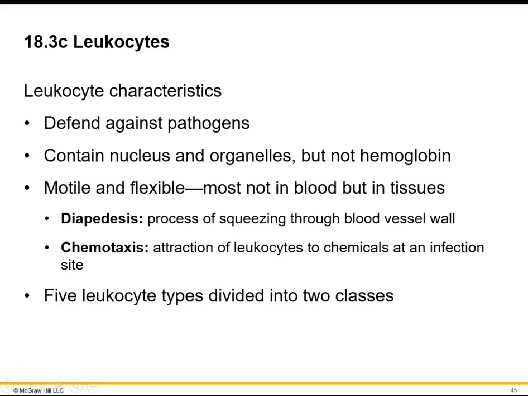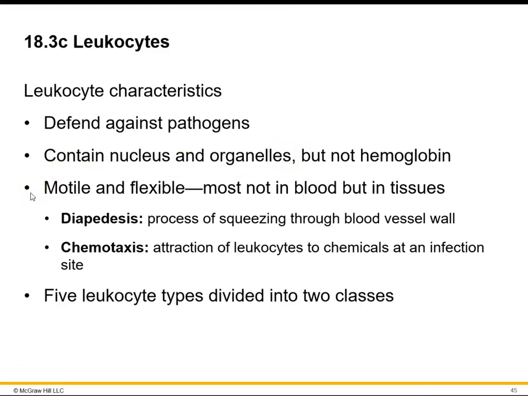Okay, so that was all red blood cells, erythrocytes. Let's move on to the leukocytes and talk about our white blood cells a little bit. So remember, white blood cells' primary role is going to be to defend against pathogens. And a pathogen is just a microorganism that can make us sick. Now, your white blood cells, unlike the red blood cells, are going to contain a nucleus, and they're going to contain organelles, and they're going to lack hemoglobin. So they really have no role in oxygen carrying.